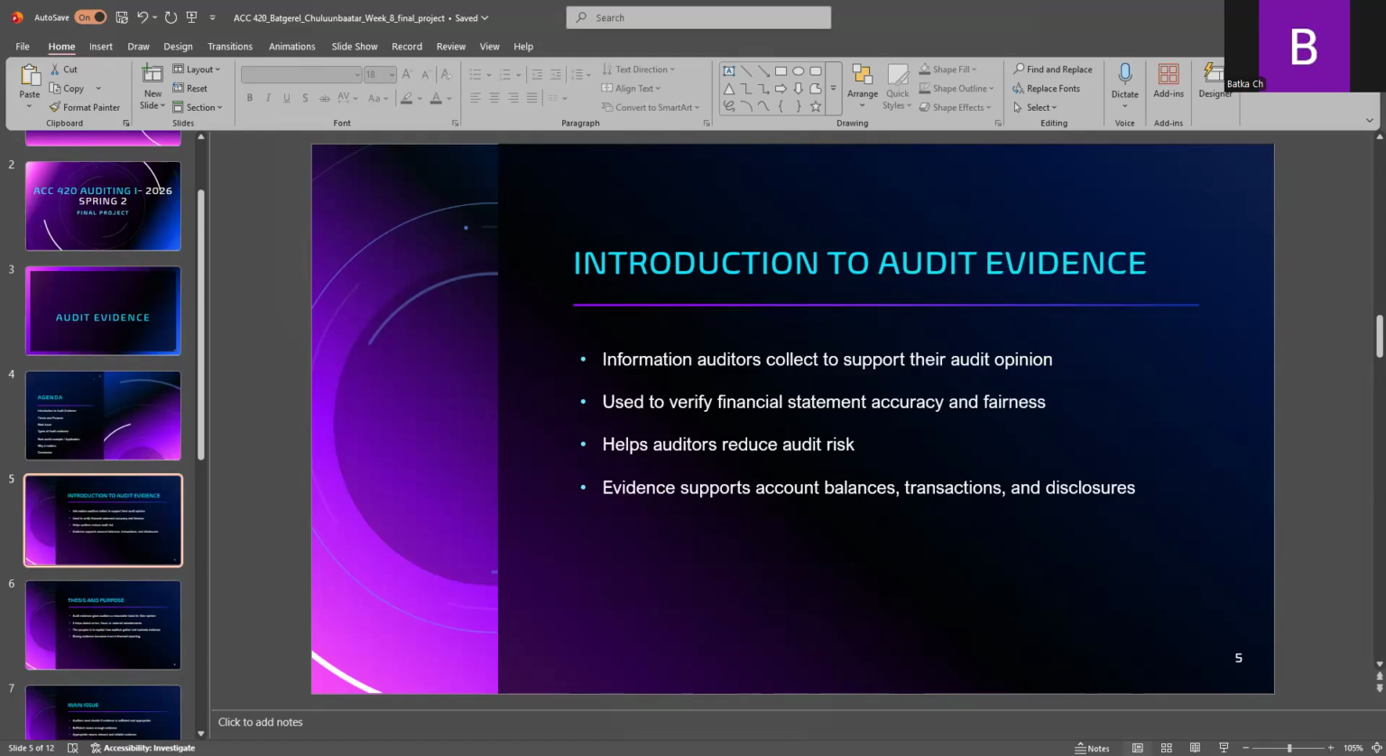Audit evidence is the information auditors collect and review during the audit, and auditors use this evidence to decide whether the financial statements are fairly presented. It helps verify the account balances, transactions, and disclosures. Without the audit evidence, the auditor would not have the support for the final audit opinion.